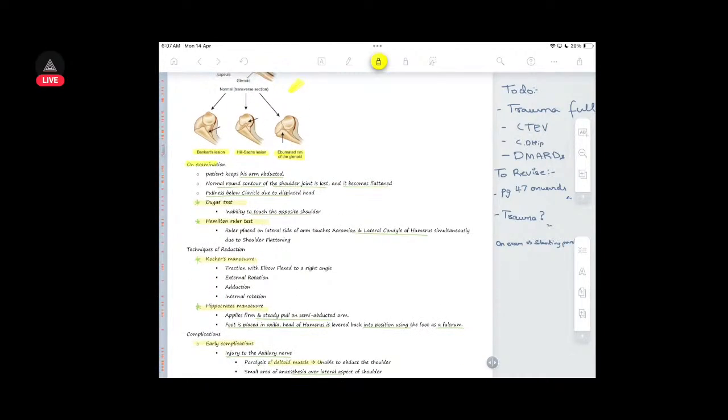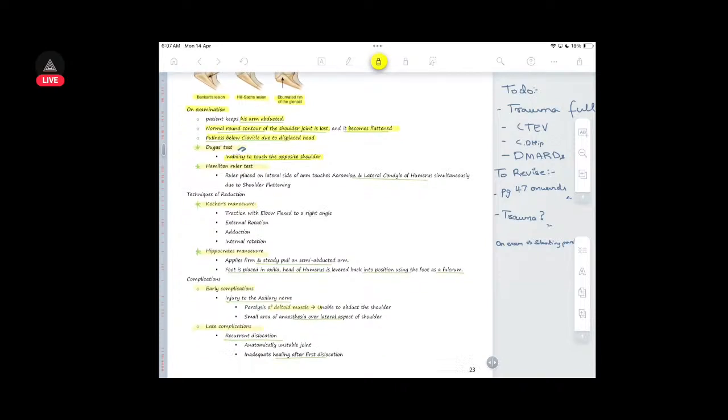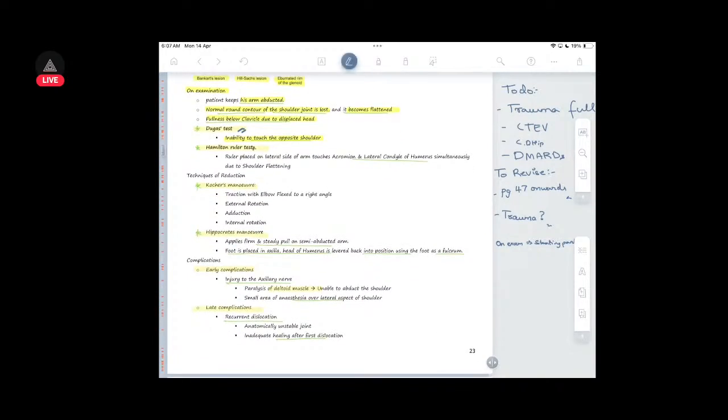On examination, the patient always keeps his arm abducted. The normal round contour of the shoulder joint is lost, it becomes flattened, and there is fullness below the clavicle due to the displaced head. You have Dugas' test, which is inability to touch the opposite shoulder. You have Hamilton's ruler test, where a ruler placed laterally on the arm touches the acromion and the lateral condyle of the humerus simultaneously due to shoulder flattening.